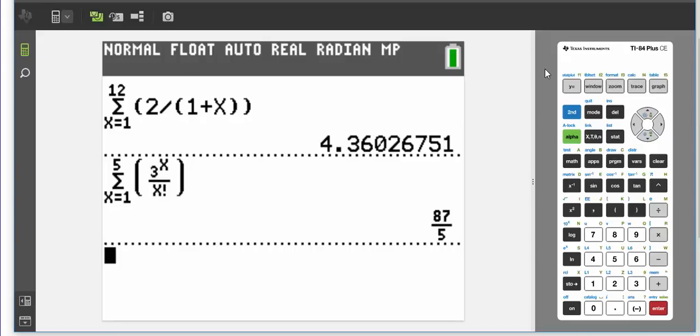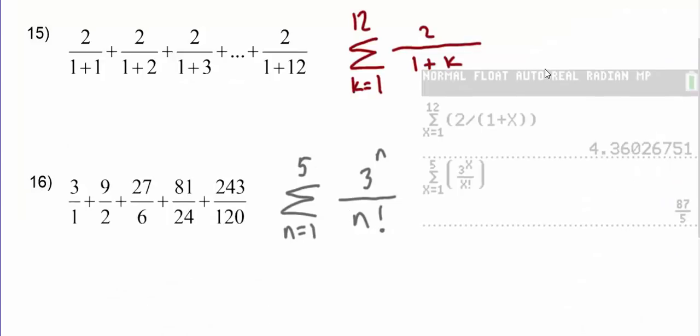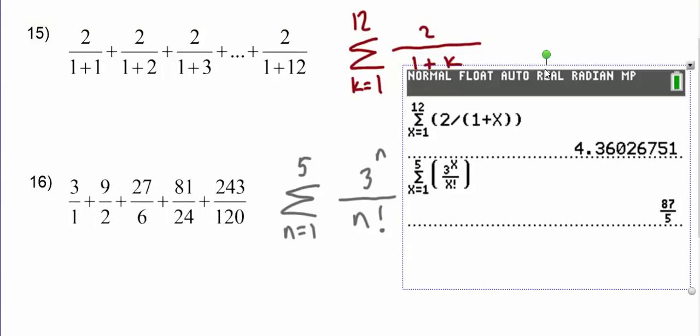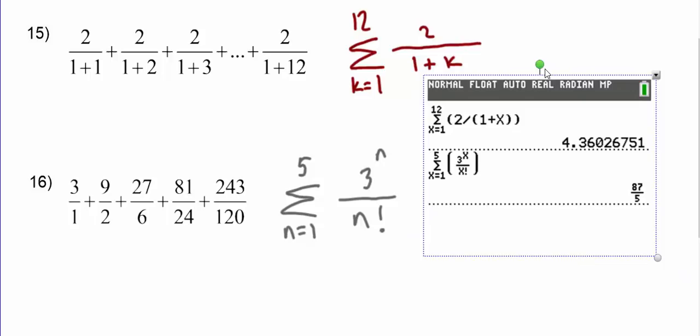All right, now mine says 87/5. I have a weird mode where it's automatically going into fractions. But most of you, I would imagine, your calculators at this point probably say 17.4. I believe that'd be the number. So we've got our two values, 4.36 on the first one, and again about 17.4 on the second.